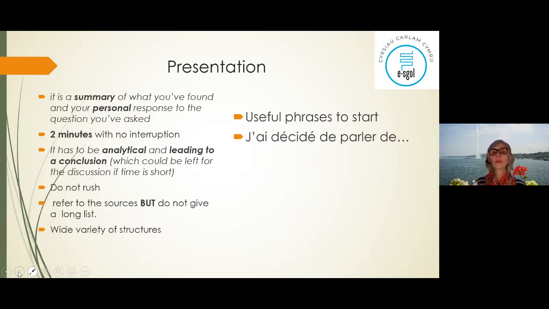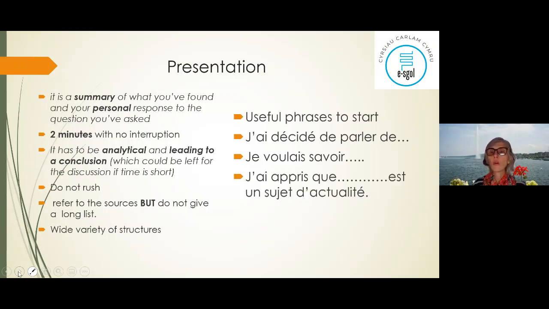So you could say something like, j'ai décidé de parler de. Okay, I'm back to my Napoléon, my example tonight. J'ai essayé de parler de Napoléon. Okay, ou je voulais savoir si l'immigration des femmes était plus un problème que l'immigration des hommes, if we think of theme 3. Or j'ai appris que, you learn something. J'ai appris que Napoléon est un sujet d'actualité. Okay. And je voulais en savoir plus. I wanted to know more about it.